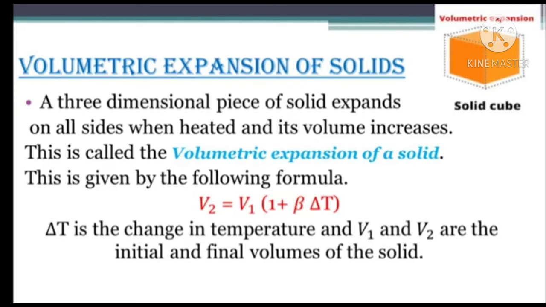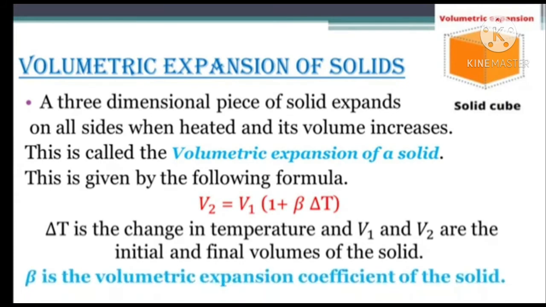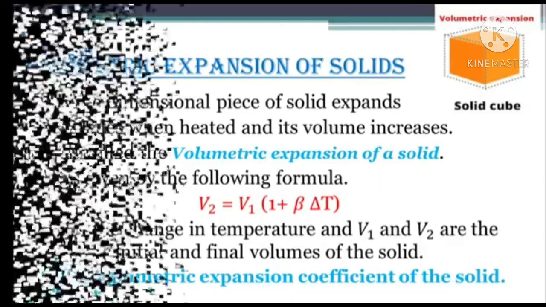Here delta T is the change in temperature, V1 and V2 are the initial and final volumes of the solid, and beta is the volumetric expansion coefficient of the solid. These three coefficients you have to remember: lambda is the coefficient of linear expansion, sigma is the coefficient of areal expansion, and beta is the coefficient of volumetric expansion.